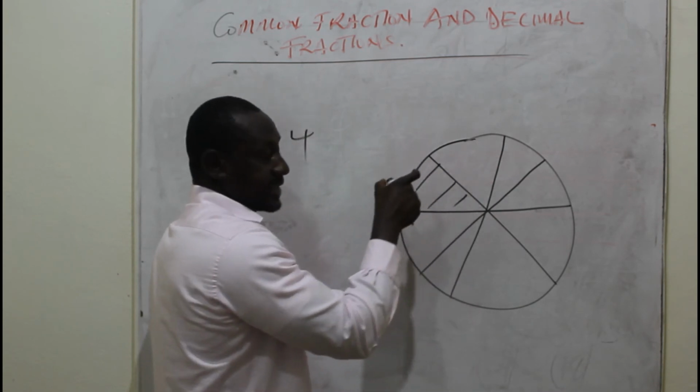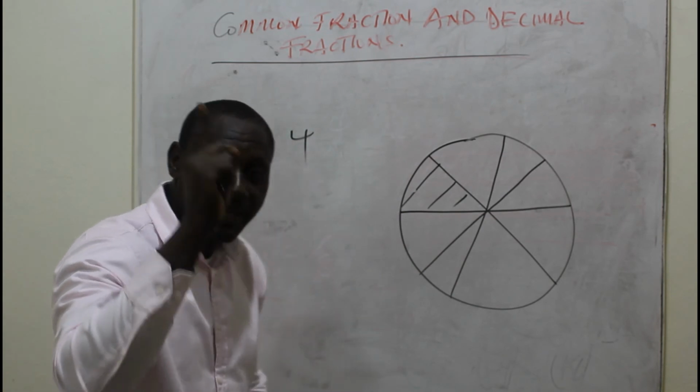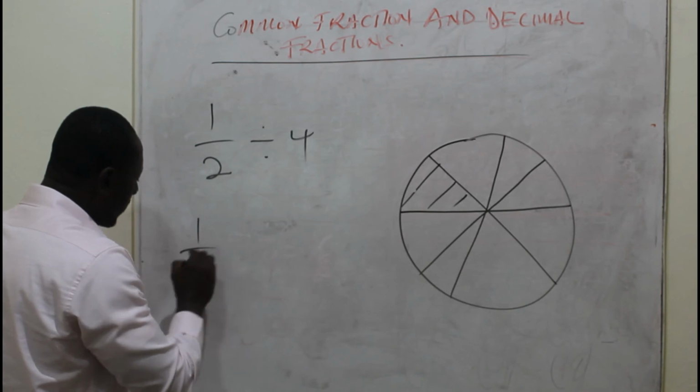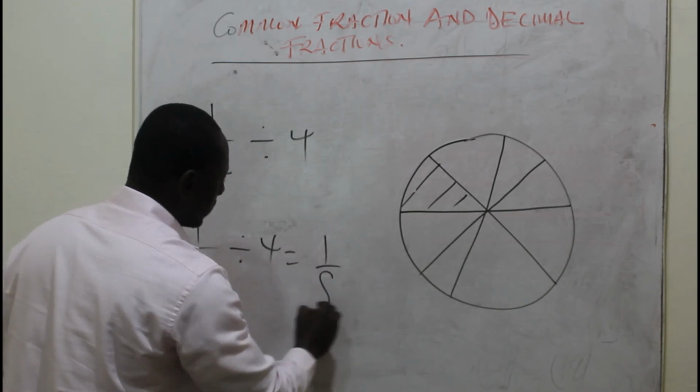So each of the 4 human beings here will each get 1 out of what? 8. Which is telling us that 1 over 2 divided by 4 is equal to 1 out of 8.